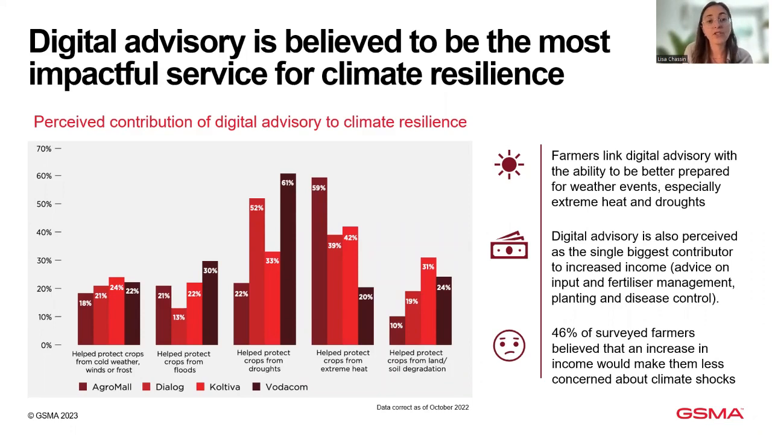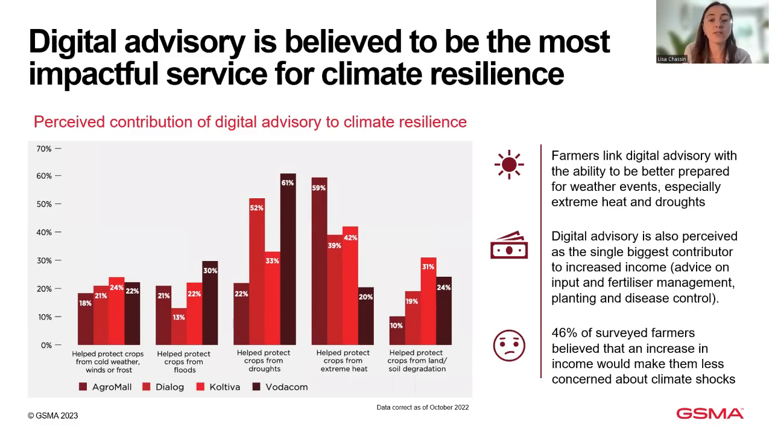Besides, as I was just sharing, digital advisories are also believed to significantly increase income, and that is because of advice on input and fertilizer management that the farmers will receive, or advice on planting and disease control that will allow for greater productivity and yields. And almost 50% of farmers believe that with this increase in income, they will be able to take more appropriate measures against climate change, making them less concerned about climate shocks.